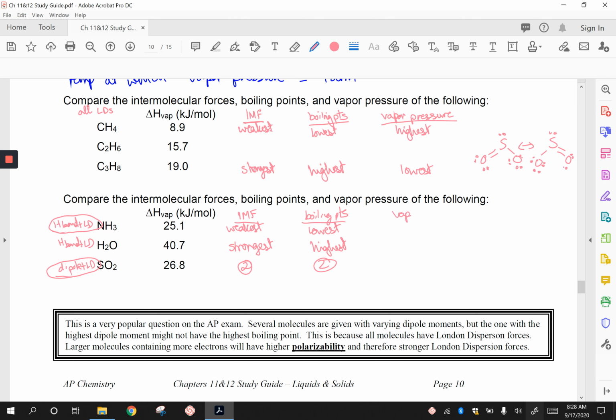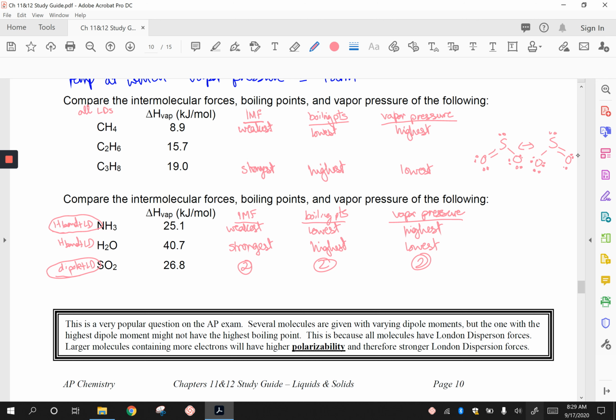When it comes to vapor pressure, it is the opposite trend, because the stronger your intermolecular forces, the lower the vapor pressure is. This one's still in the middle, and the weaker the intermolecular forces, the higher your vapor pressure is. So this box kind of talks about what we just talked about here.